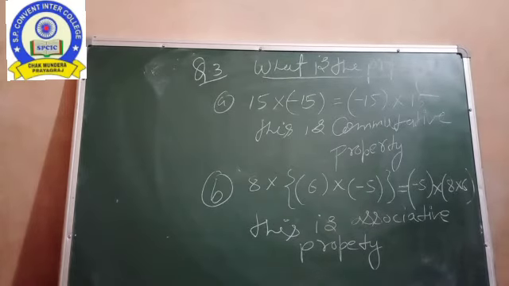And third, 8 into bracket 8 plus 2 equals 8 into 8 plus 8 into 2. What property is this? So this is the distributive property. Okay. Now question number 4. Give reason and why.